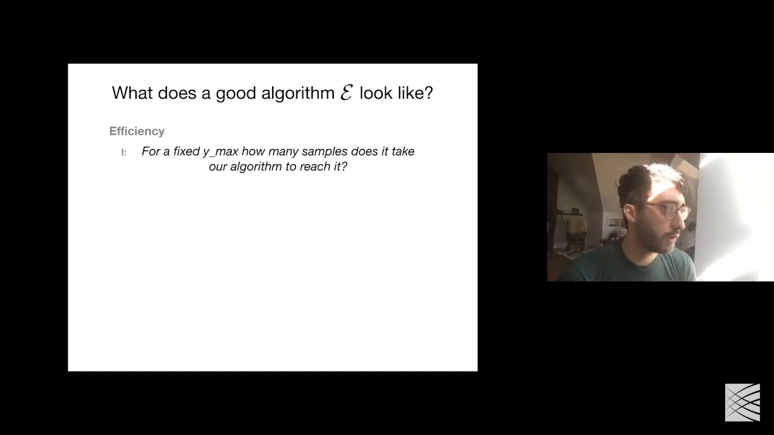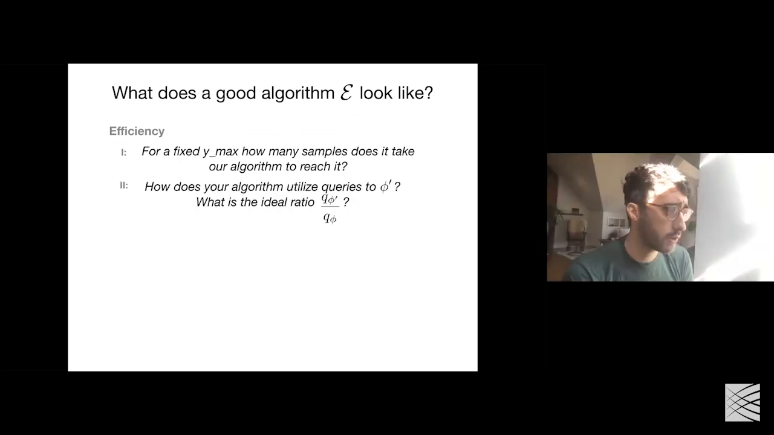The very first one is efficiency, and they don't come in order, so it's not a ranked ordered list. I'm just going to go through a laundry list of them. Is that for a fixed Y max that you find, how many samples did it take you to reach it? I guess many algorithms can reach it if you run them for very long, but you want your algorithm to run in a reasonable number of batches.